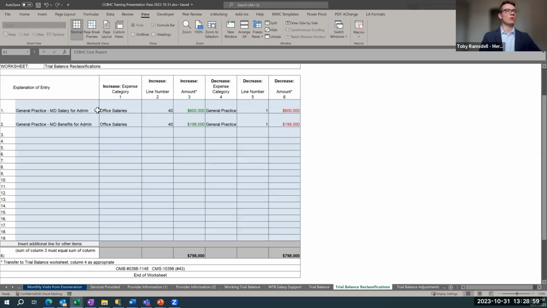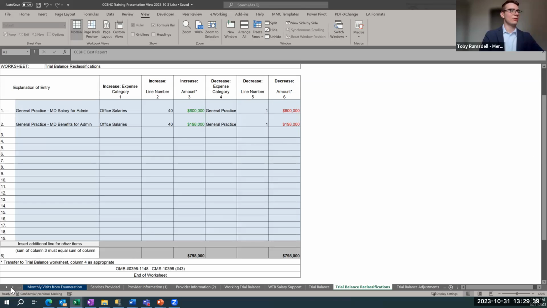Now you may notice that these amounts are broken out into 2 different items. And the reason for that is, even though they impact the same line, they are for different general cost pools, or general lines of cost. So a portion of that reclassification is for medical doctor's salary. And then the second part of that reclassification is for medical doctor benefits. So I think that is a pretty comprehensive and thorough way to document exactly what is happening on that line.